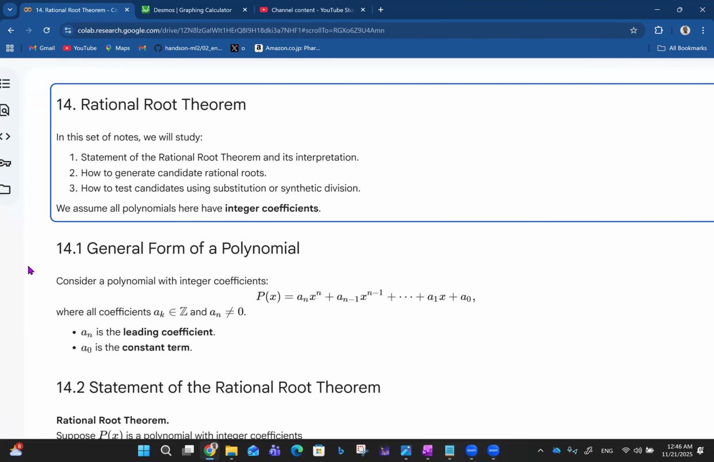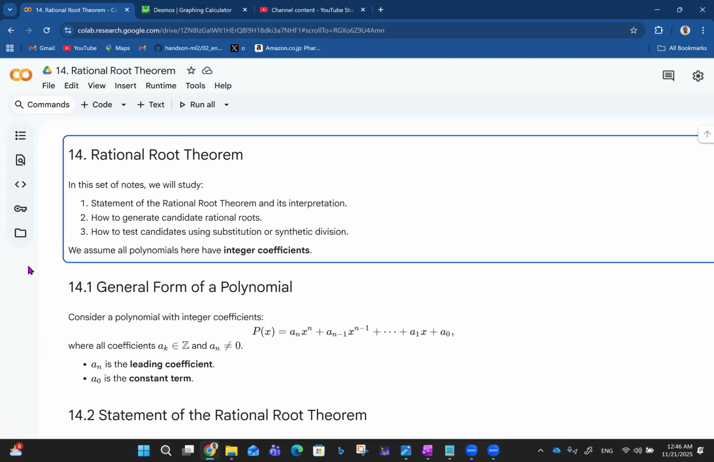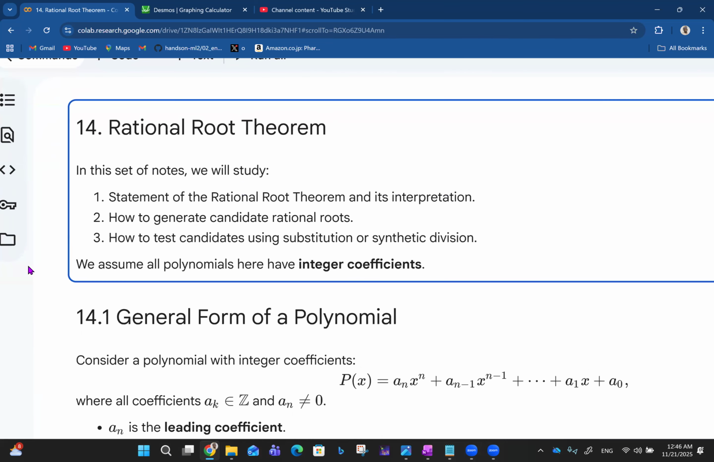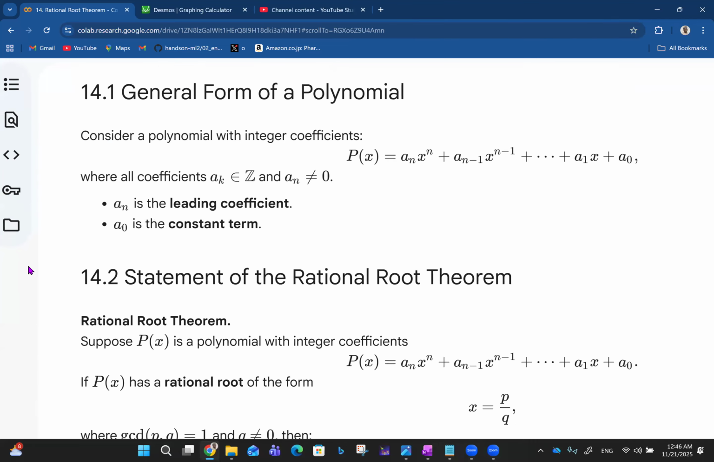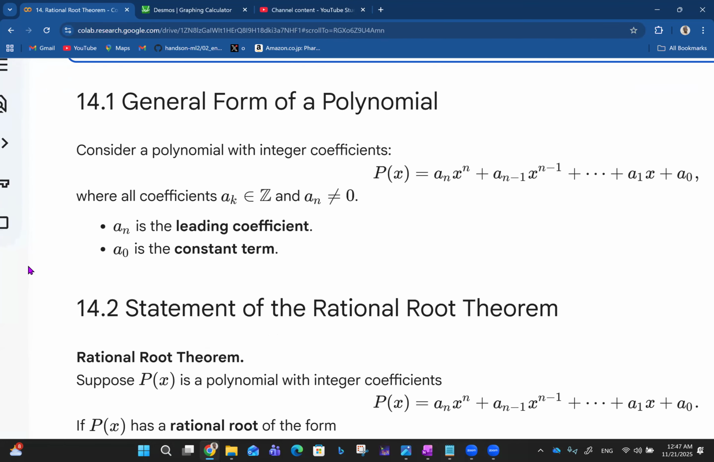So in this set of notes, we'll study statements of the rational root theorem and its interpretation, how to generate candidate rational roots, and how to test candidates using substitution or synthetic division. We assume all polynomials have integer coefficients. Okay, so let's go ahead. General formula of a polynomial. I mean, we've seen that several times.